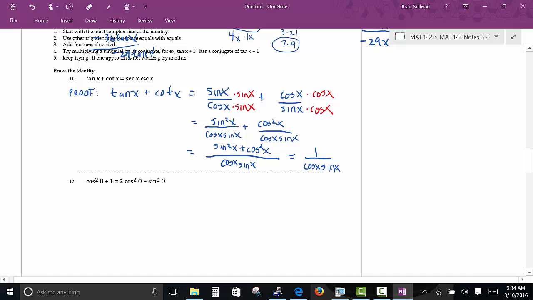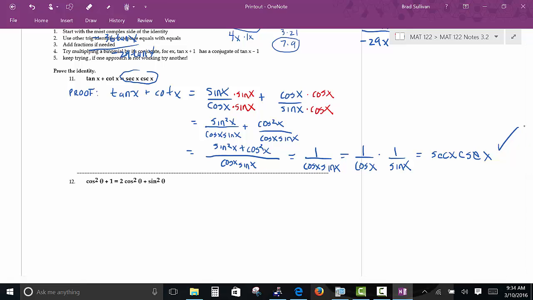Now, throughout your proof, you always want to look at your goal. Your goal is this right here. So my question to you is, do you see the secant and cosecant embedded in this expression? Yeah, okay, now you can just write the answer, but technically you're really looking at 1 over cosine x times 1 over sine x. You can break it up like that. What is 1 over cosine? That's the secant. And what is 1 over sine? Cosecant. We are done. We have proved it. Isn't that cool?